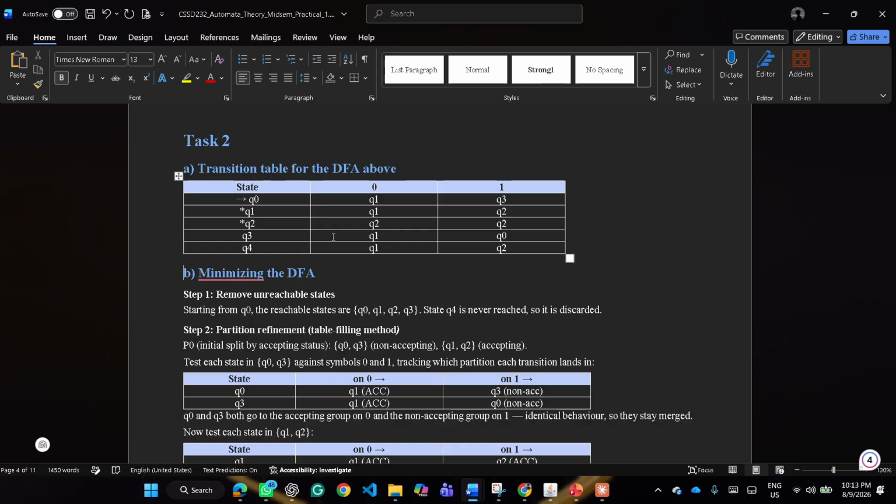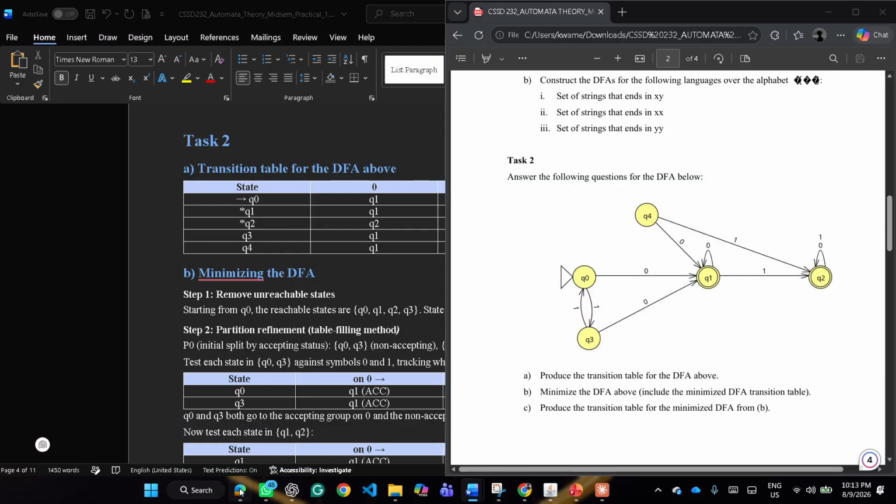Right. So we need to talk about the next question. We need to talk about the part, the task 2. And so task 2 here says that we use this diagram, the DFA diagram here, to answer the following questions. Produce a transition table for the DFA above. Minimize the DFA above, include the minimized DFA transition table, and produce the transition table for the minimized DFA from B.